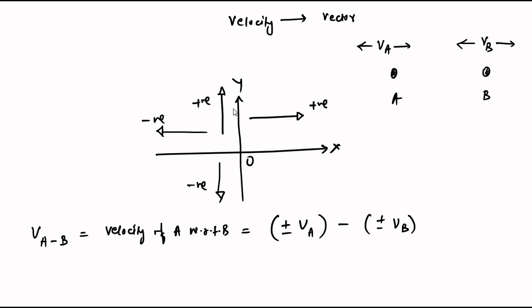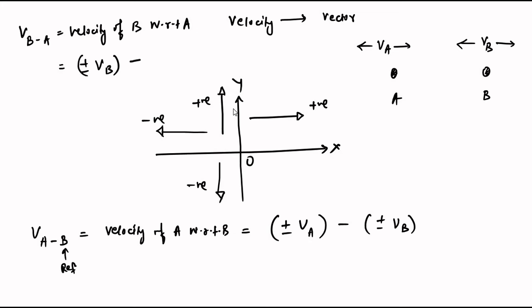This minus sign will always be there. We subtract the velocity of the second object, which is considered as the reference, from the velocity of the first object. This is the general formula of relative velocity. Similarly, VBA, that is velocity of B with respect to point A, will be plus minus VB. Same reason, because we don't know in which direction point B is moving, minus we subtract the reference.